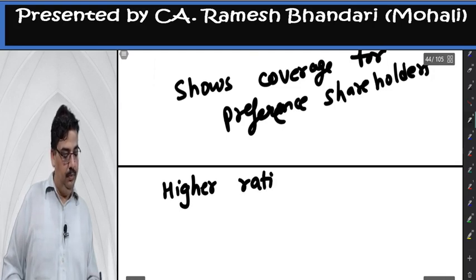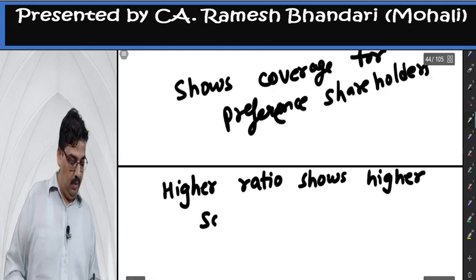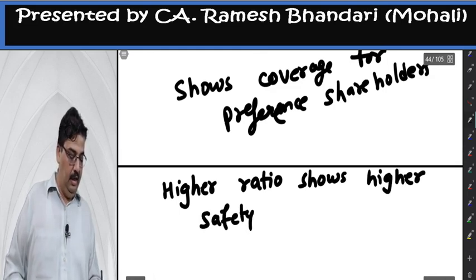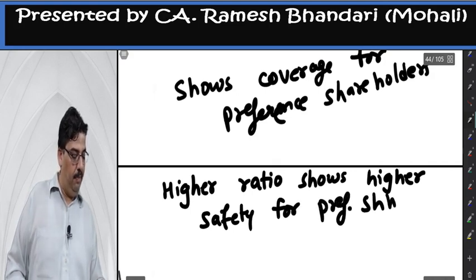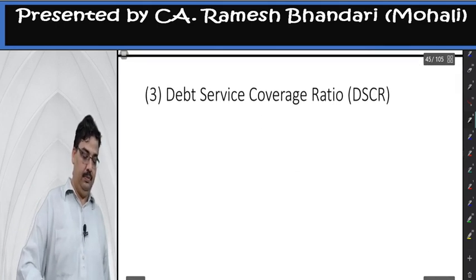Higher ratio shows higher safety for preference shareholders. Very simple ratios.